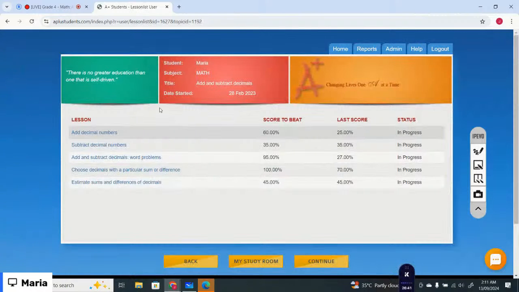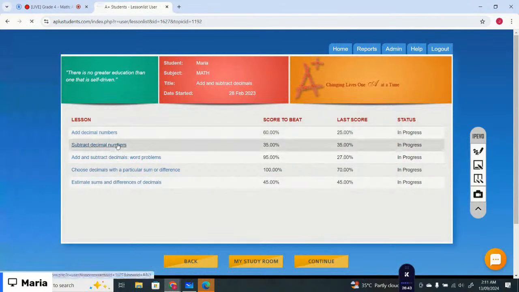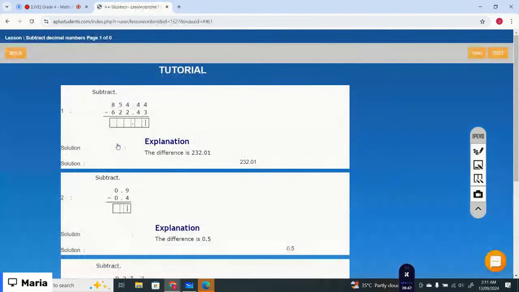So the same way you add decimals, exactly the same way you subtract the decimals, right? Like you do the simple numbers, same way you have to subtract the decimals, but you have to line up the decimal point, right? So let's just start with the first one. You have 4 take away 3, that is 1. You have 4 take away 4, that is 0. You have 4 take away 2, that is 2. You have 5 take away 2, that is 3. And 8 take away 6 is 2. So that is 232.01.